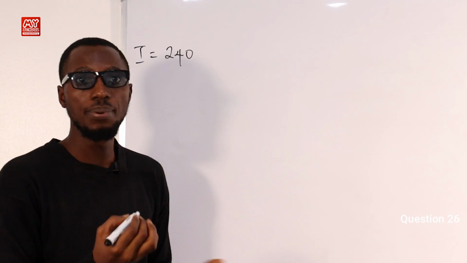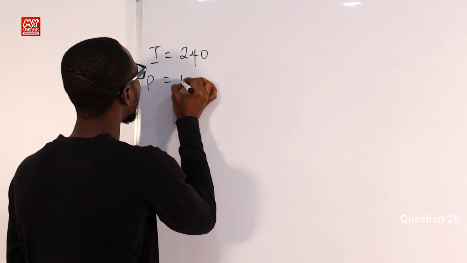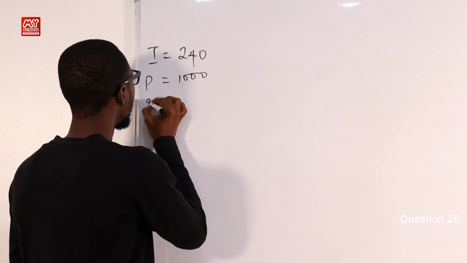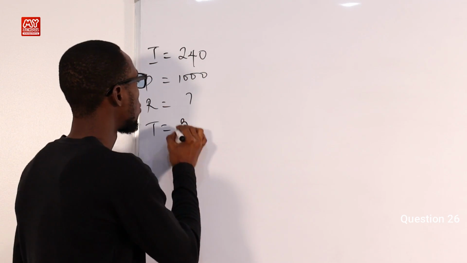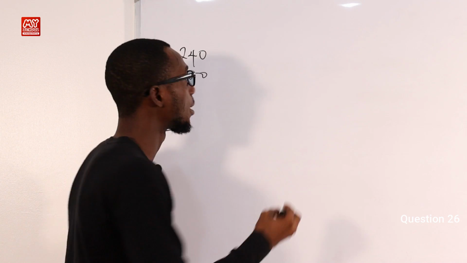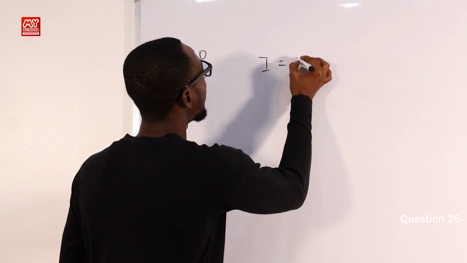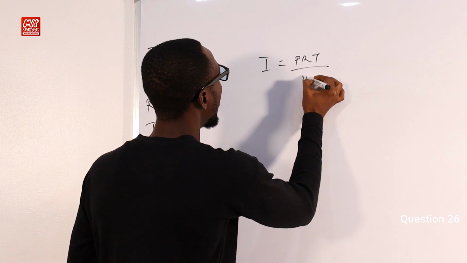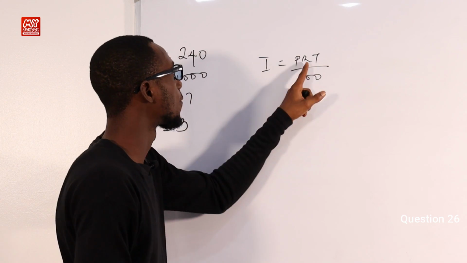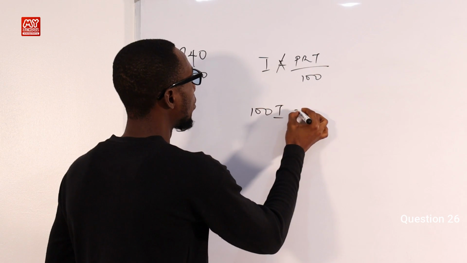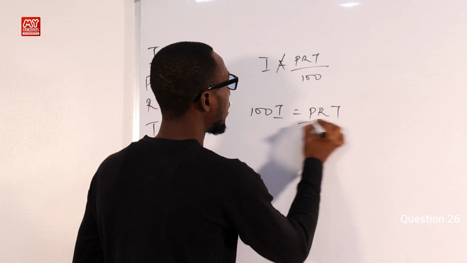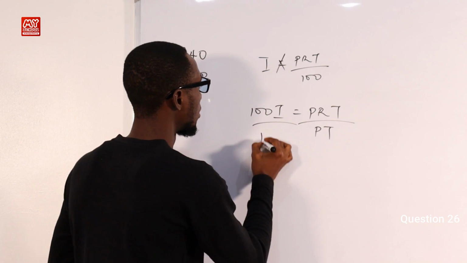So we are told the principal is 1,000 naira. We are asked to find the rate, and we have a time frame of 3 years. So going back to the formula for simple interest, we have I equals PRT over 100. We are asked to find R, so we would have 100I equals PRT, dividing both sides by PT.